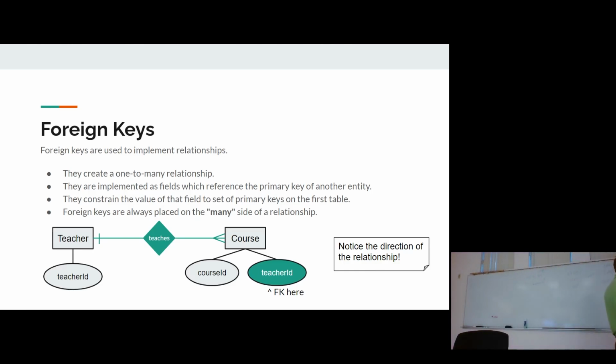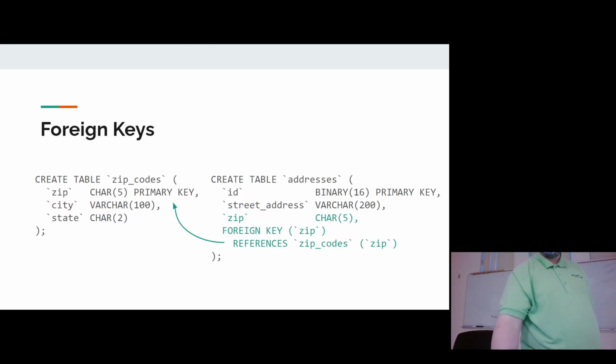Okay, let's talk about foreign keys. Remember, a foreign key is a way to represent the relationship. And so the many side of this is where the foreign keys come in. So the teacher ID was over in the course because the course is taught by the teacher. So it's over on the many side of the relationship. So the foreign key is going to appear in the course. It wouldn't appear in the teacher.